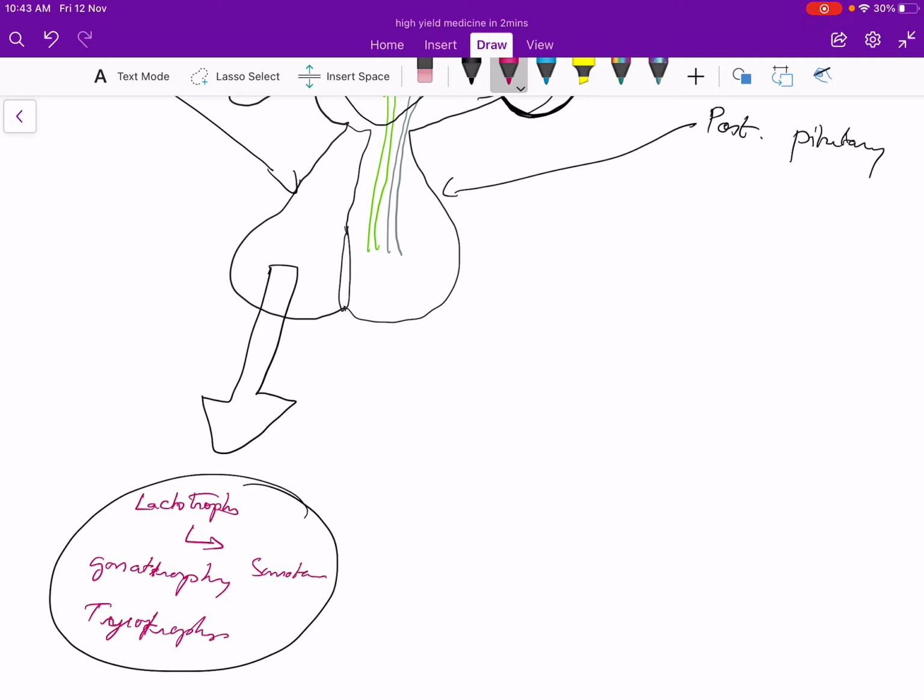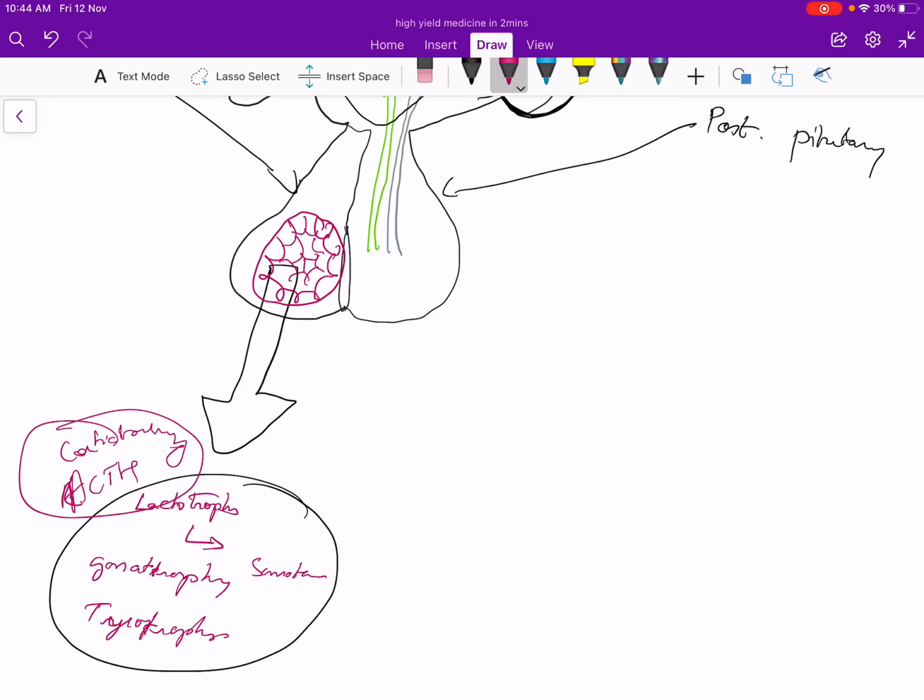The peculiar thing to remember here is that this anterior pituitary is glandular, okay, which basically has these types of cells, somatotropes, lactotropes, gonadotropes, and they make their respective hormones, okay. There's also one thing called corticotropes which make ACTH. So why I told this is, now we'll move on to posterior pituitary.